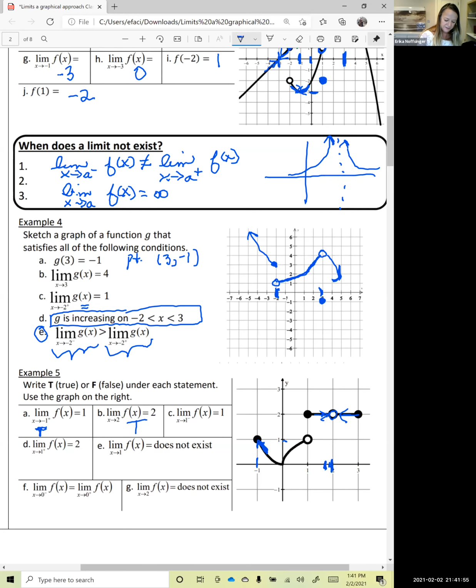You guys okay with that? Even though that's an open circle, it's never getting to 2. It's getting closer and closer to 2 on both sides.